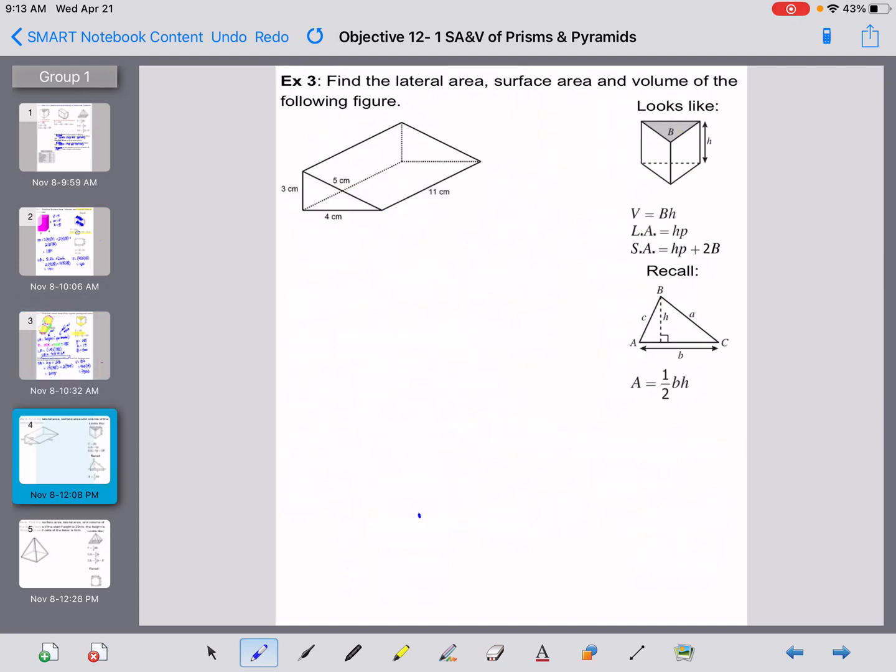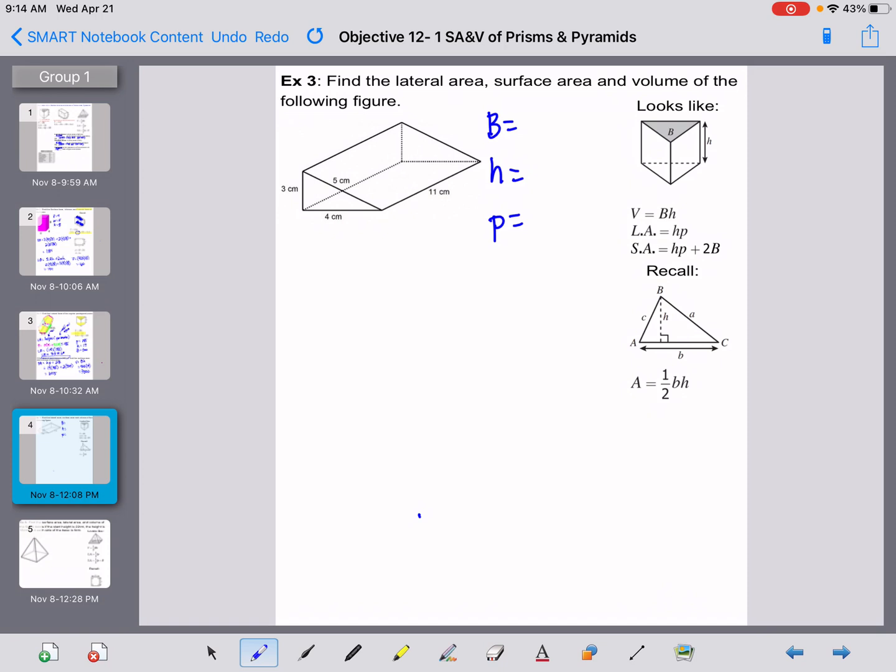Next one. And this is all this unit is. You label all the pieces that you have, you plug them into your formula. So I've got to find the lateral area, the surface area, and the volume of the following figure. So I need the base, which is the area. I need the height. I need the perimeter. And those are all the things that I see in my formulas.